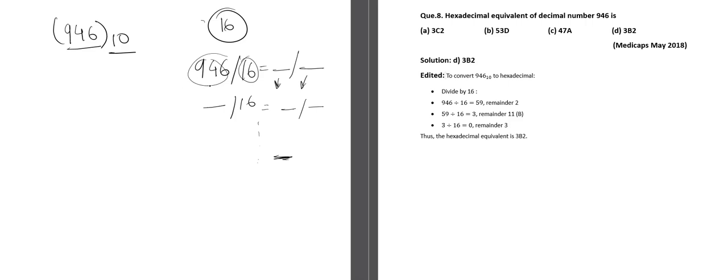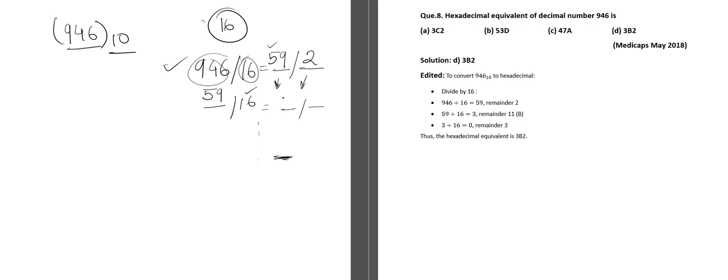Okay, so here let's start with the first step. 946, when it is divided by 16, we will get a quotient of 59 and a remainder of 2. Okay, so 59 is again, as I have said earlier, the quotient should be divided again with radix of hexadecimal number system 16 up to the point we are getting 0 in the quotient place. So here 59, obviously it is not 0, so 59 will be again divided by 16.